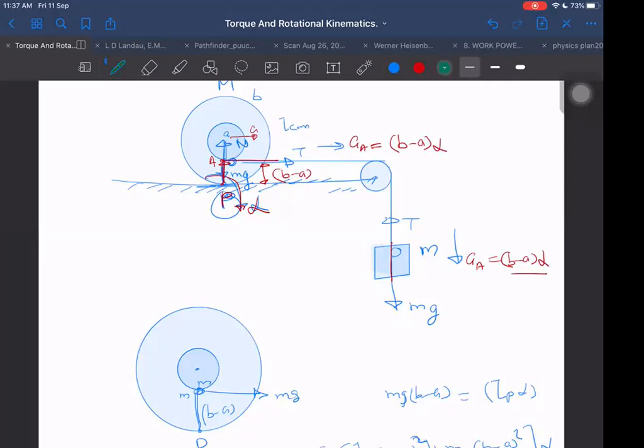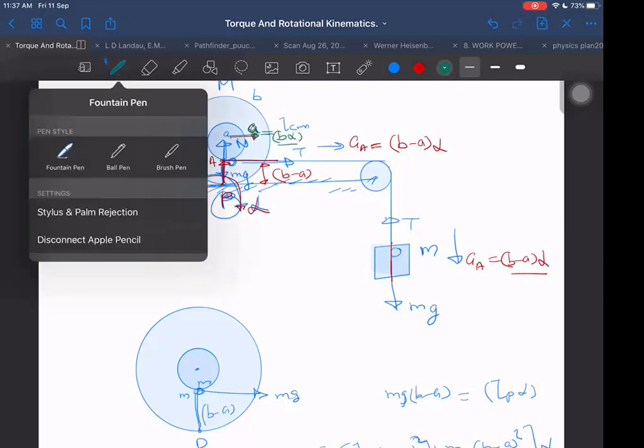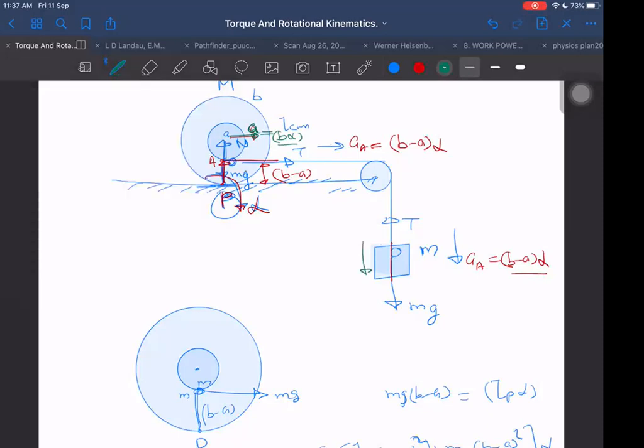Now what about the acceleration of the center? The acceleration of the center will be, the total distance is B, into alpha. Is that also okay? Yes, sir. All right. Now what will be the torque equation here? One equation I will write for this mass here, the downward acceleration equation. That comes out to be mg minus T equals m into (B minus A) alpha.